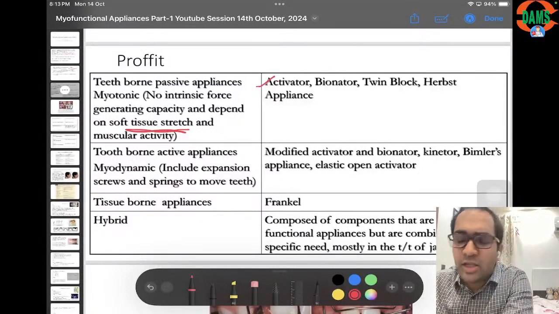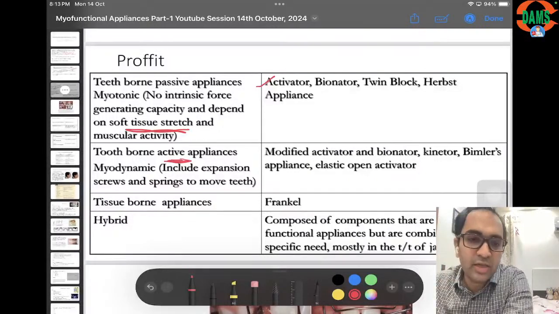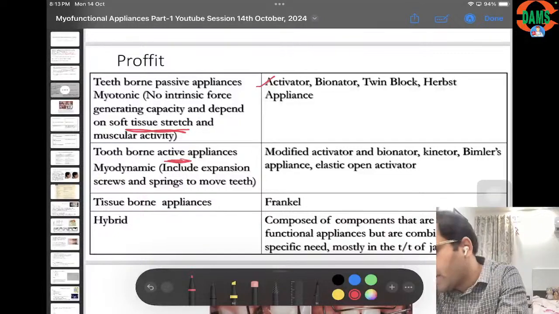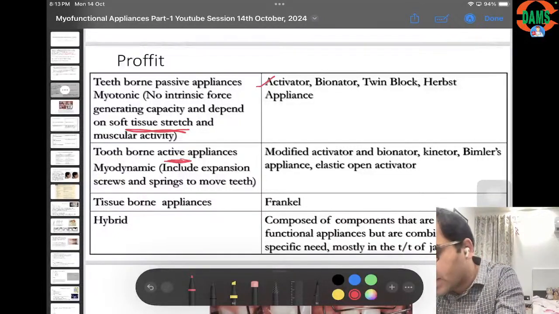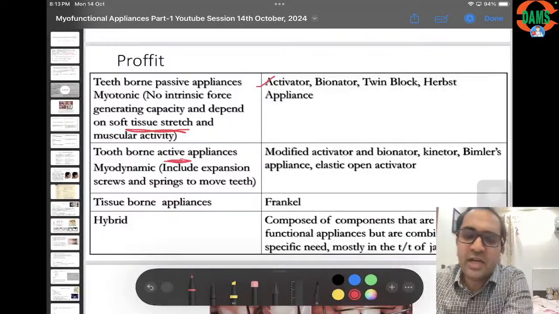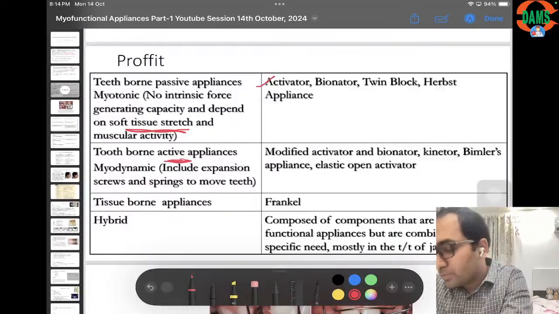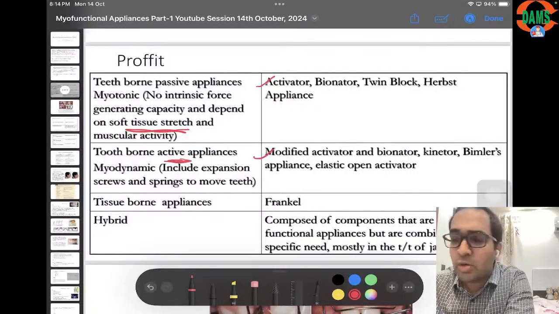Next is the teeth-borne active appliance. Active means that which actively exerts force. So if in these same appliances we add a component that starts exerting active force on the dental tissue, that is the teeth, then it becomes a teeth-borne active appliance. Examples are modified activator, bionator, kinetor, Bimler's appliance, or elastic open activator.